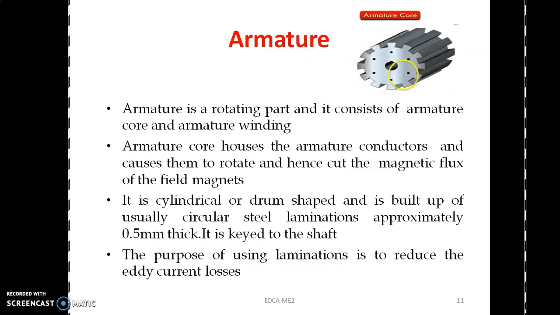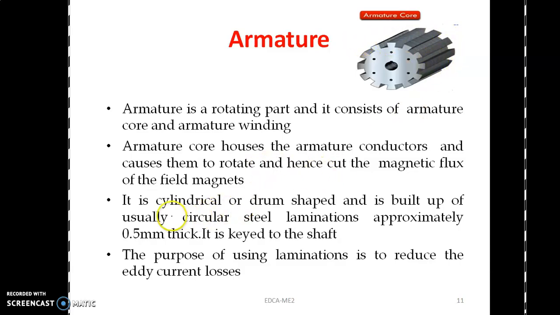Next is the armature. This is armature core. Armature is a rotating part and it consists of armature core and armature winding. Armature core houses the armature conductors. See here, this is the armature. It is having slots on its outer periphery. You can see the slots here. In that slots, we are placing the armature conductors. That conductors cut the flux and produce the EMF.